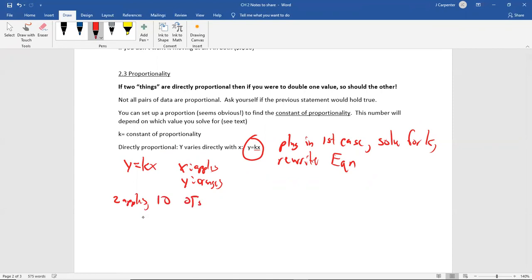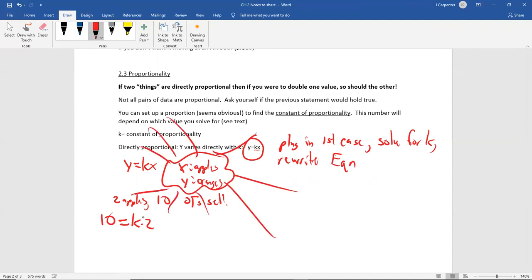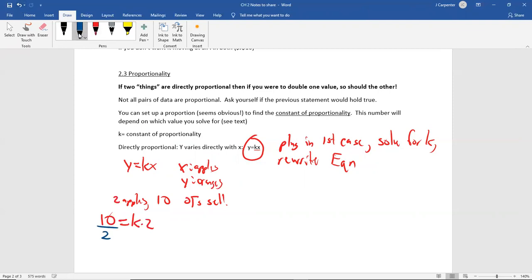And then maybe I say, all right, for every 2 apples, 10 oranges sell. So you make the apples 2, which was X, so we go K times 2. The oranges are 10, which is the Y. This is why we write things like this. This is super important, otherwise you might put the numbers in the wrong spots. Then you just take this equation and solve it for K. K times 2 means you divide both sides by 2. You don't even need to rearrange it, but you can. What you get is 5 is equal to K.